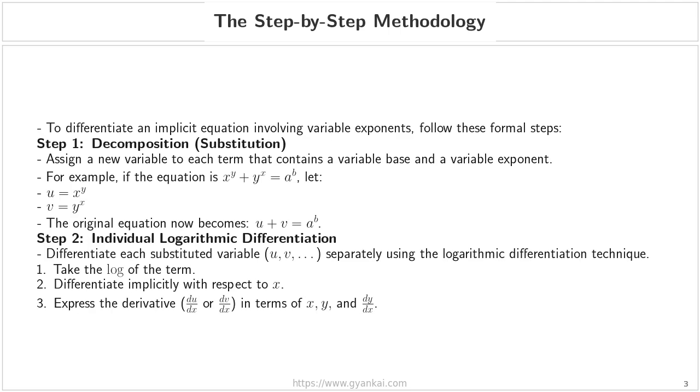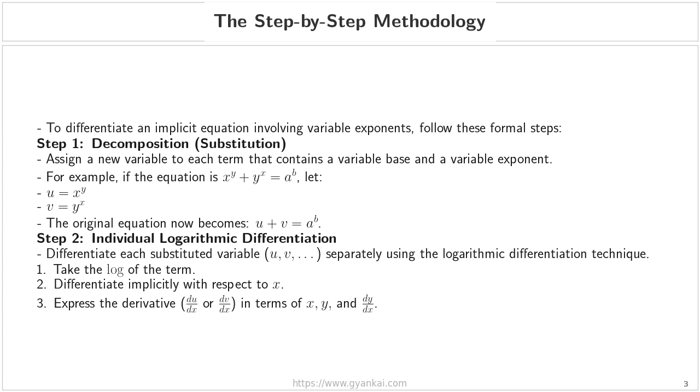Next, we move to step 2, individual logarithmic differentiation. Here, we treat each of our substituted variables, u and v, as separate entities. We apply the logarithmic differentiation technique to each one individually. This involves 3 substeps. First, take the natural log of the term.